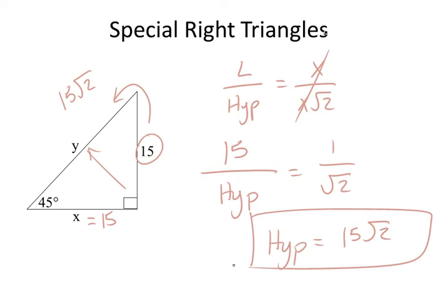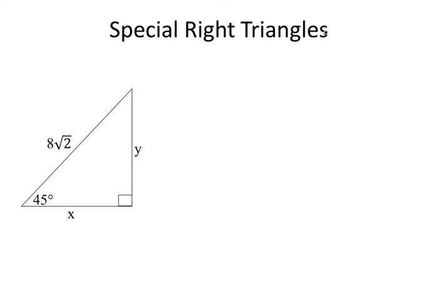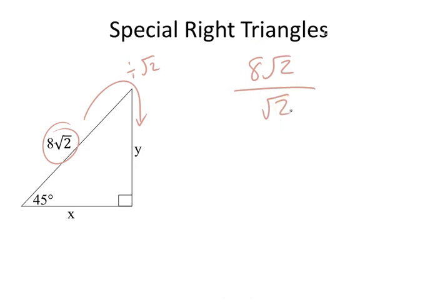Any way you go, guys, it doesn't matter. Just make it happen. And our last example, I've got 8 radical 2. That is my hypotenuse. So to go from the hypotenuse to the leg, I'm going to divide by radical 2. 8 radical 2 divided by radical 2. Just like anything else, when they're on top of each other, they cancel. So my leg is going to be 8. Which means my other leg has to be 8.